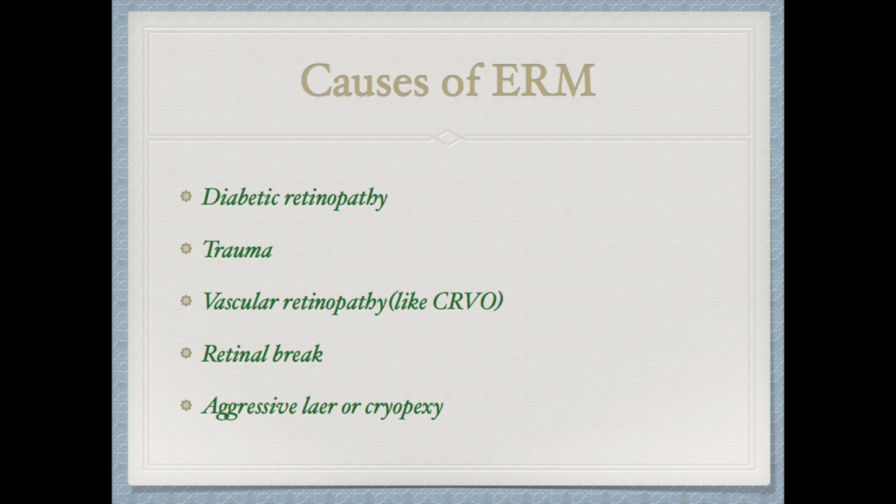Epiretinal membrane may be the only sign of a primary retinal break with release of retinal pigment epithelial cells which proliferate on the surface of the macula, then forming an epiretinal membrane. Also, aggressive laser or especially cryopexy with buckle can cause secondary epiretinal membrane.